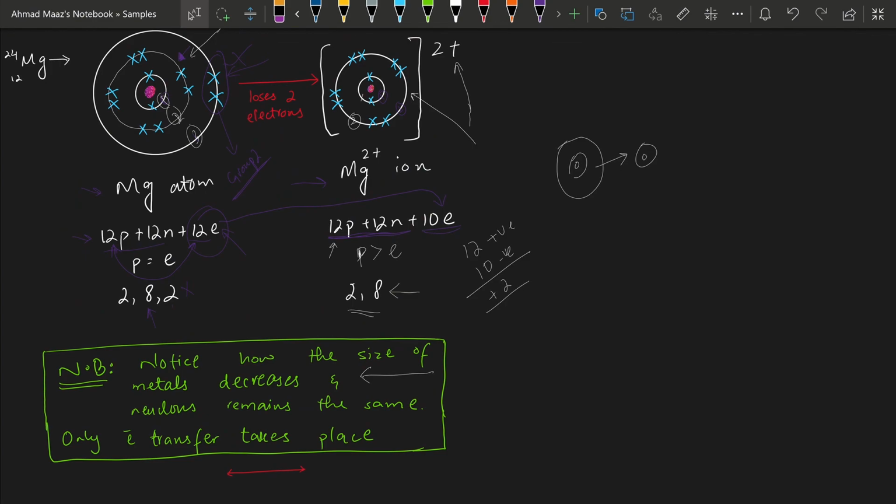This is important. You must know that after the ions are formed, the metal atom decreases in size to become the metal ion, and the number of nucleons remains the same. There is no change in the nucleus. Only electron transfer takes place. Only valence electrons are involved in the bond formation. The rest of the whole structure remains the same.